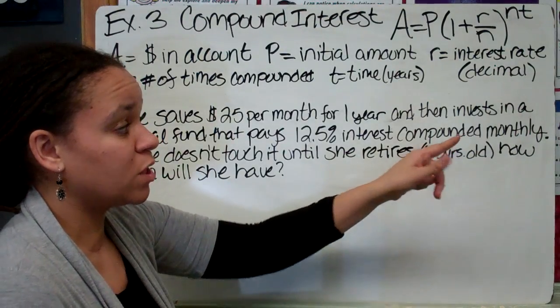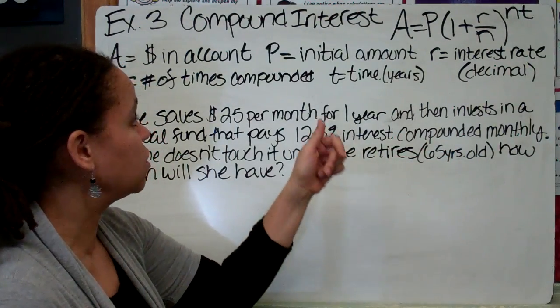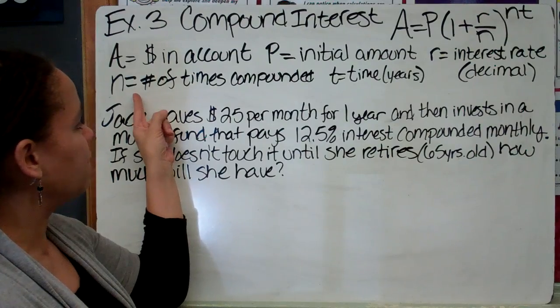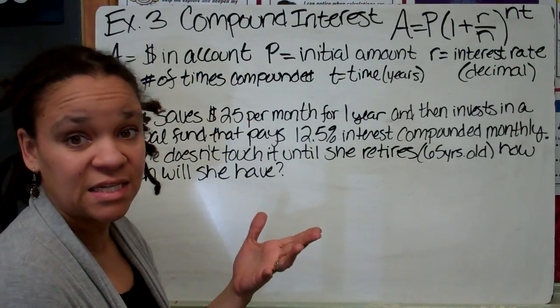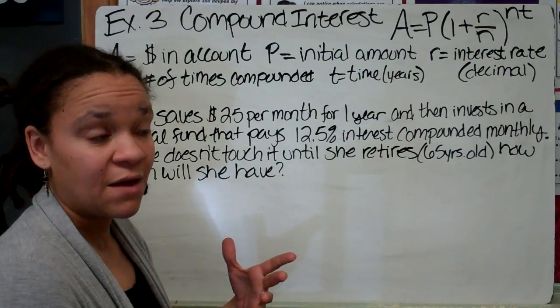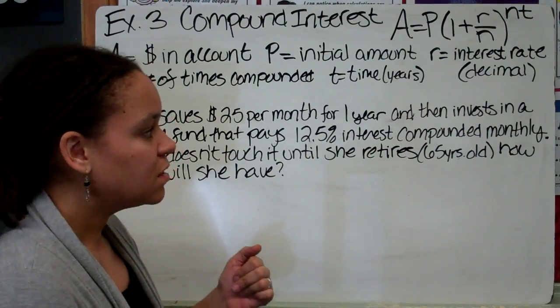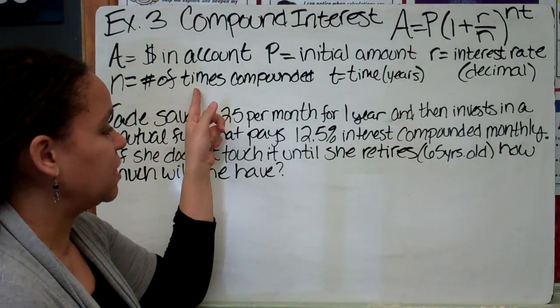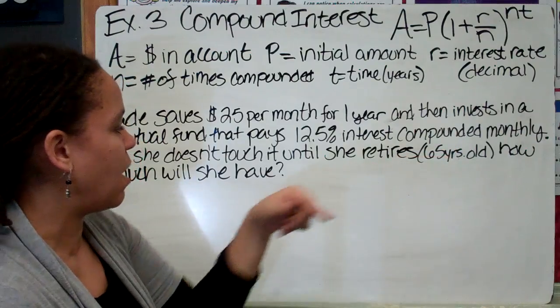So when you're doing problems, we're going to be doing compounded monthly, which means you would use 12 for the number of times compounded. If it says yearly, you'd use 1. If it says daily, 365. So we're going to be using different numbers for how many times it's compounded. So watch out for that in the problem.